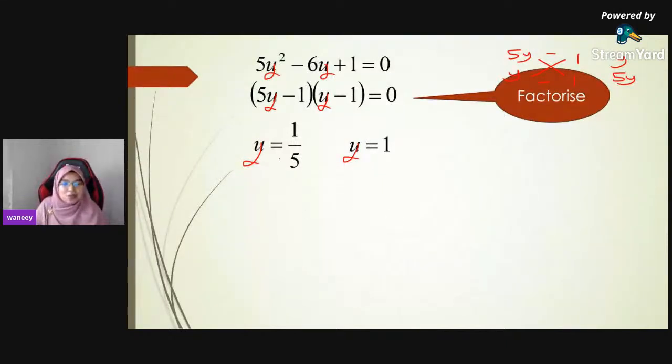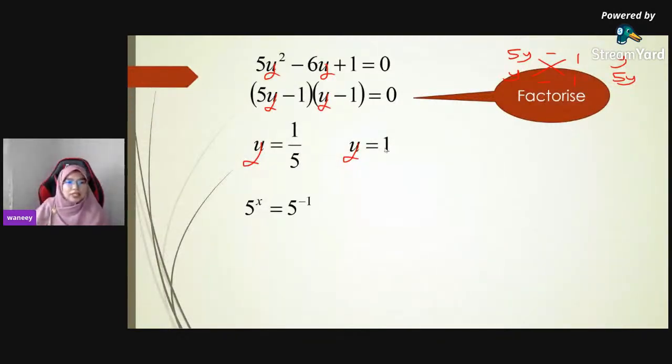Okay, so y equal to 1 over 5, y equal to 1. Now, since the question asks something in terms of x, when we solve them, we should be able to give them x equal to something. But this time, this is y, so this is not x yet. So you have to go back to whatever your substitution is. Just now, we are letting y equal to 5 to the power of x. So we're going to substitute them again to find out the value of x.